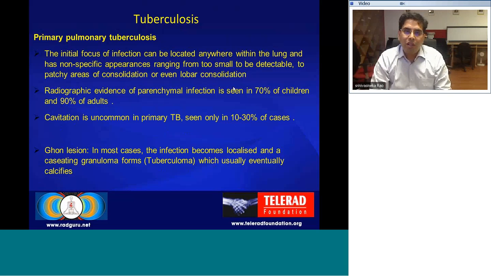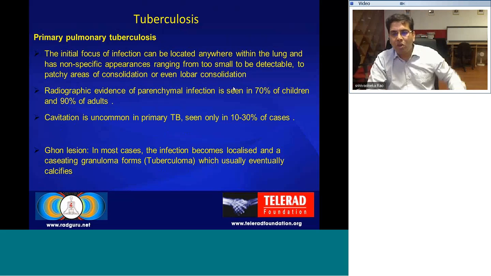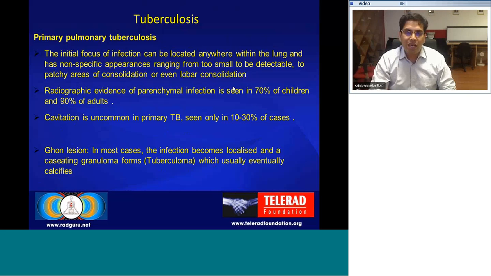In primary tuberculosis, cavitation is very uncommon and seen in only 10 to 30% of cases. This is one of the differentiating features of primary and post-primary. Then a word about the Ghon lesion. In most cases, the infectious lesion becomes localized because of the host immune response and granulomas form. It's called a tuberculoma, which eventually calcifies. This is what we see as multiple pulmonary calcified nodules. If you see that, it's probably related to prior infection, a Ghon lesion.